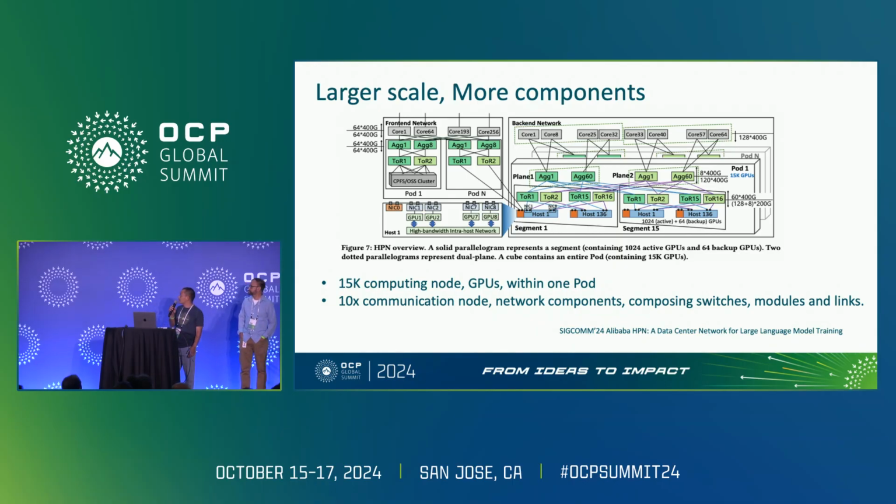This is a diagram from our SIGCOMM paper this year. We also observed from the industry that distributed training increasingly requires larger cluster scales, for example, 15K GPUs within one pod in our design. But if we zoom into these large clusters, we would find that the network components have increased tenfold compared to GPUs, including the switches, optical modules, and fiber optics. Before the failure rate can be significantly improved, a tenfold increase in the scale of the network components inevitably leads to more network failures. And this is a challenge we are facing.